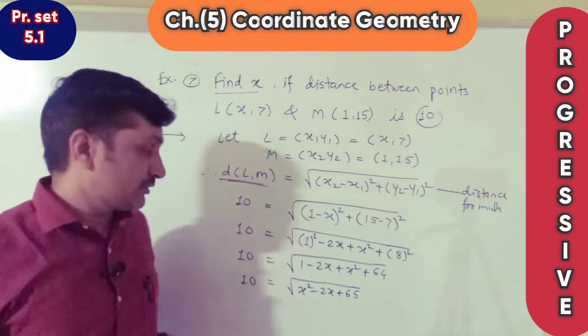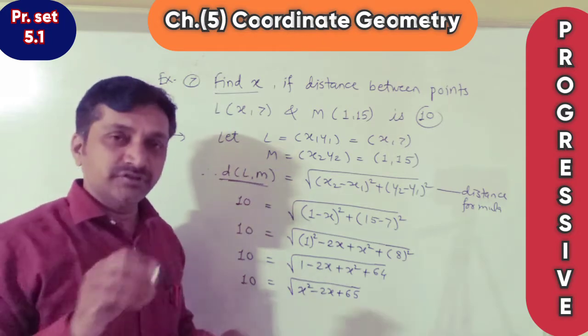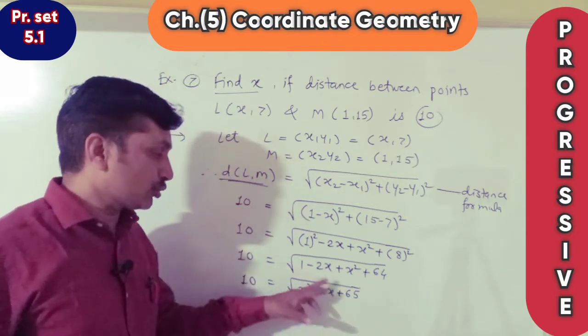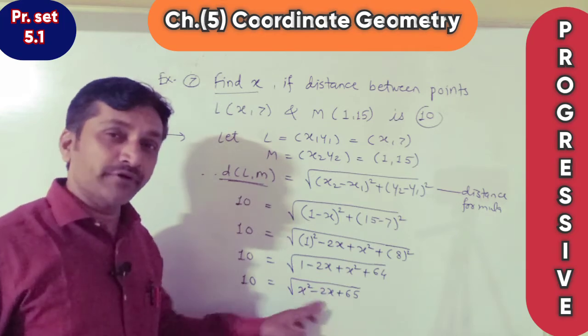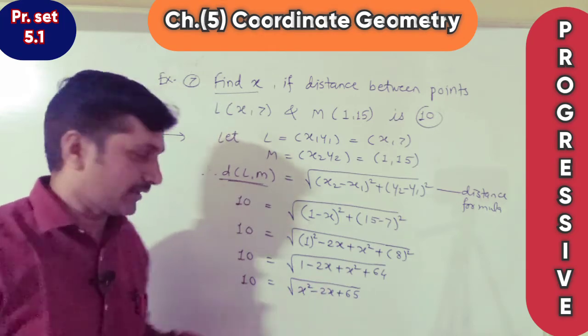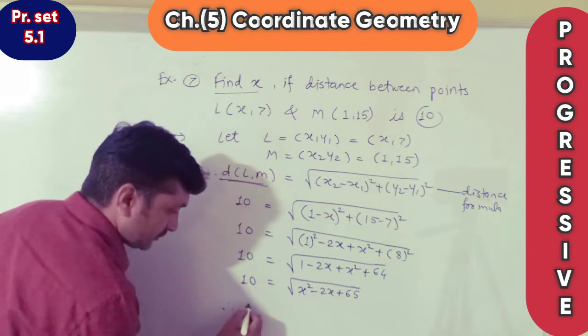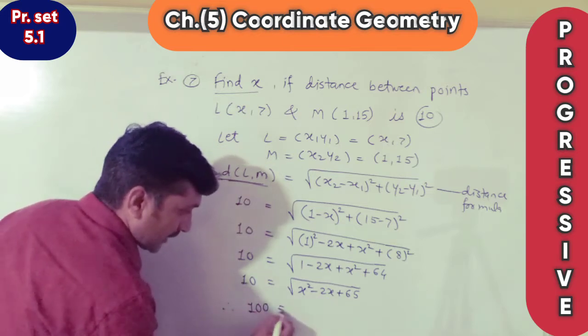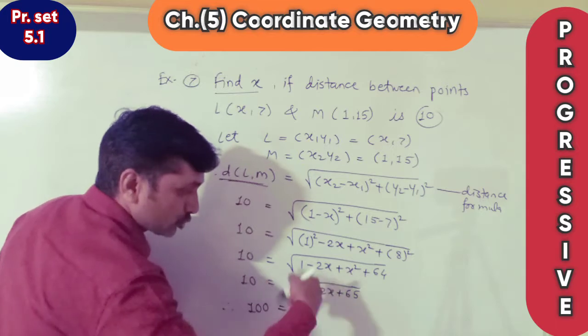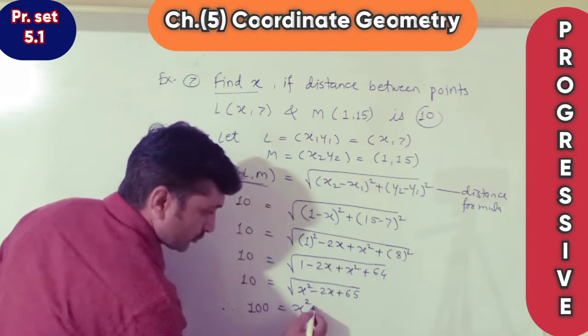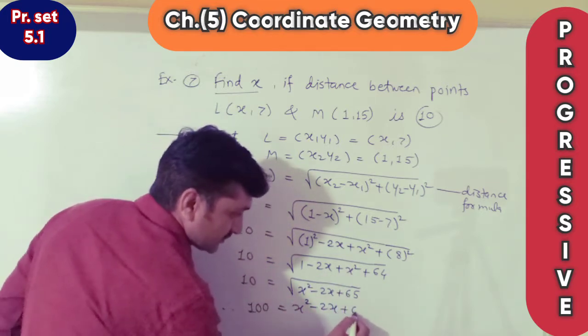Okay, in this way, this is quadratic, but this is in square root sign. If we don't want the square root sign, we have to square on both sides. Then squaring, square here and square here also. Therefore, square of 10 is 100, and square of this means the square root will be removed. x square minus 2x plus 65.